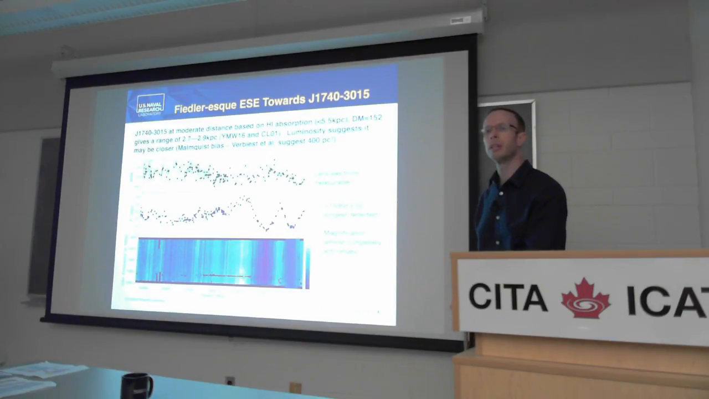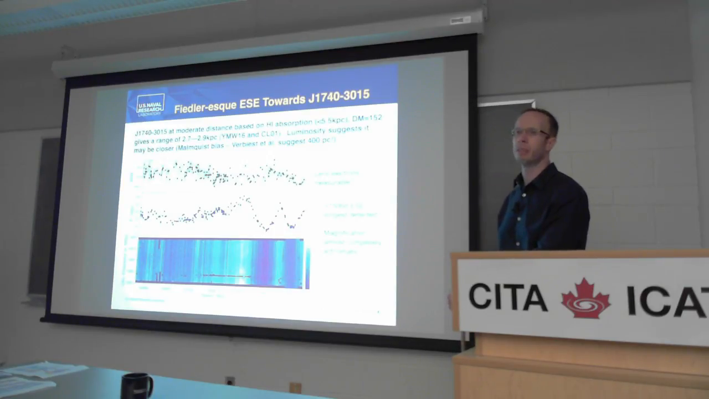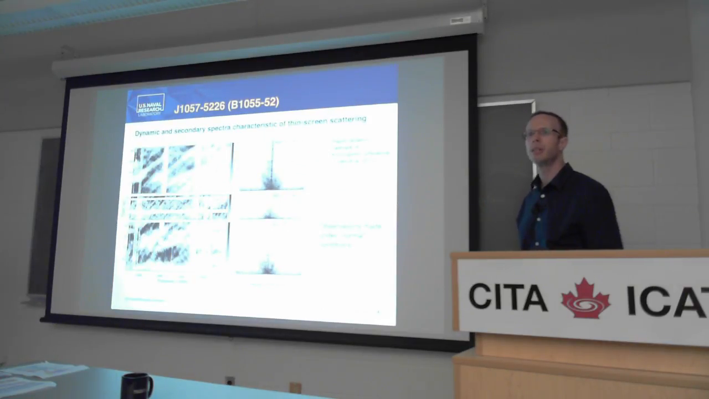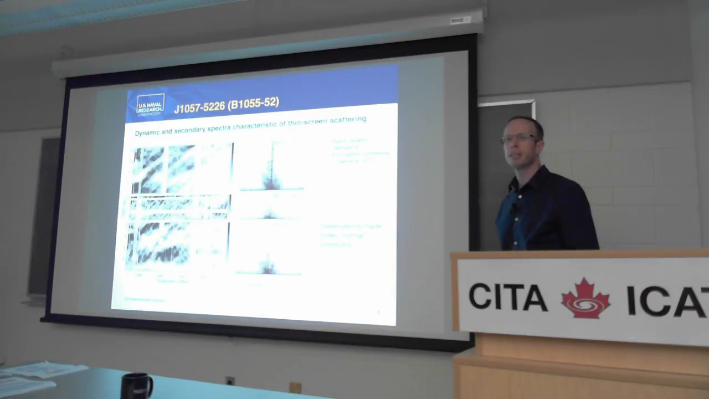What's that again? Minus 53 for 1057, 52. So it's well out of sight of northern hemisphere telescopes, but possibly with MeerKAT, it'd be worth tackling.